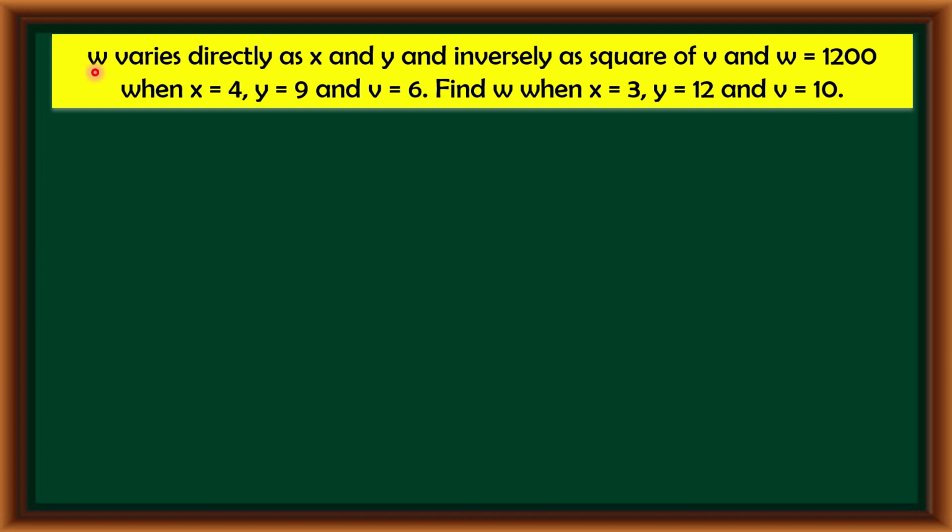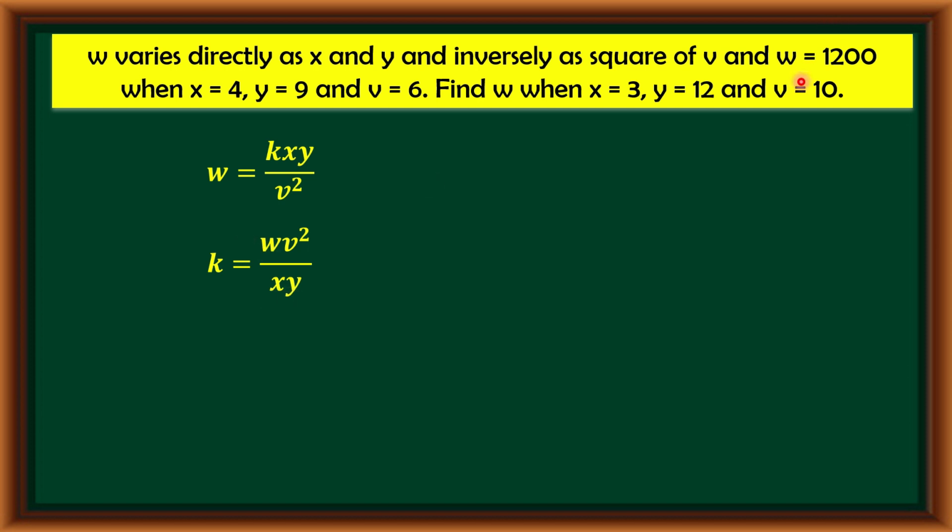So let's start first with our statement. W varies directly as x and y, and inversely as square of v. Therefore, the equation will be W is equal to k times x and y over square of v. So we have v squared. Now, let us find the constant by multiplying w and v squared and make x and y here as the denominator of our fraction. So we have k is equal to w v squared over x times y.